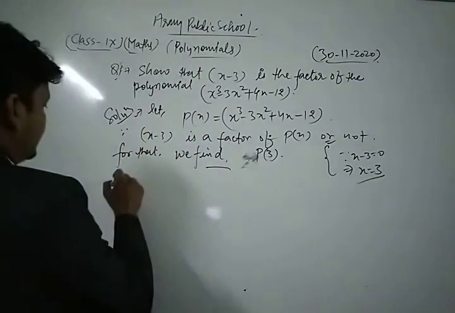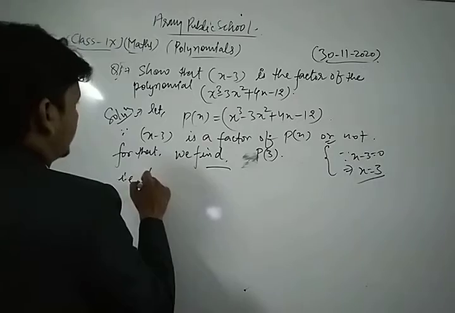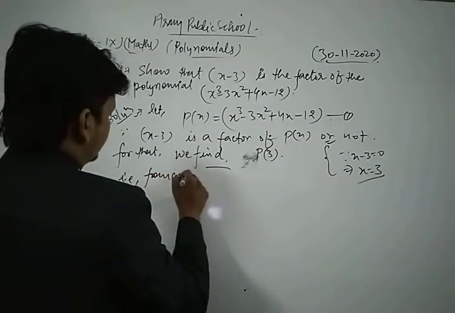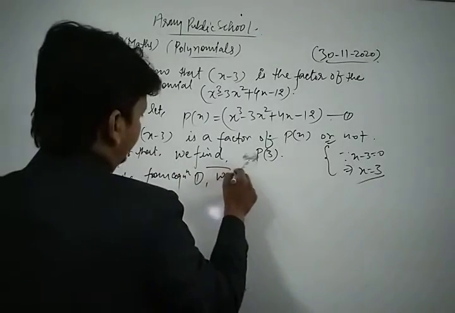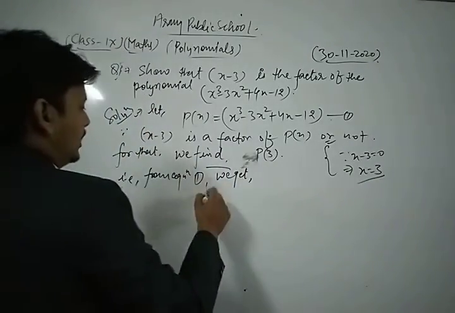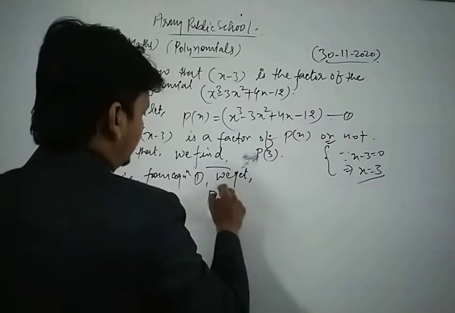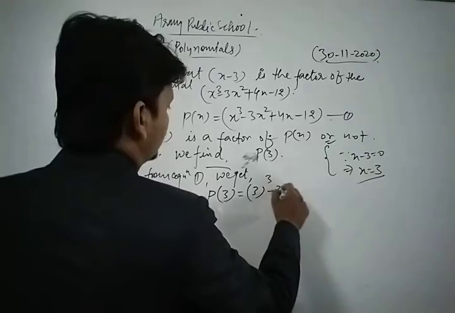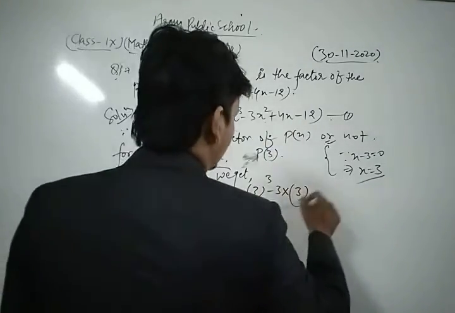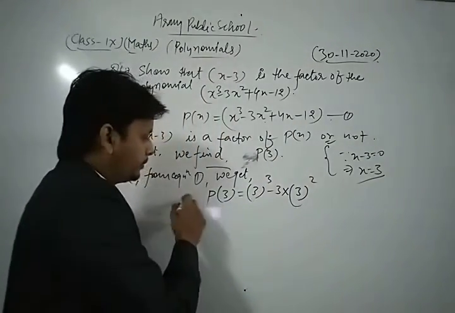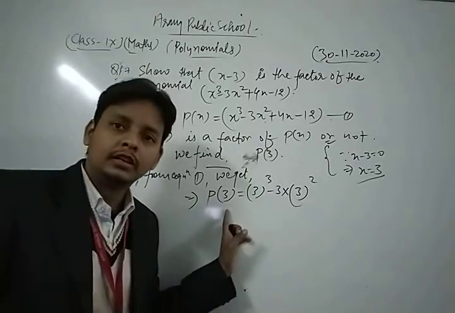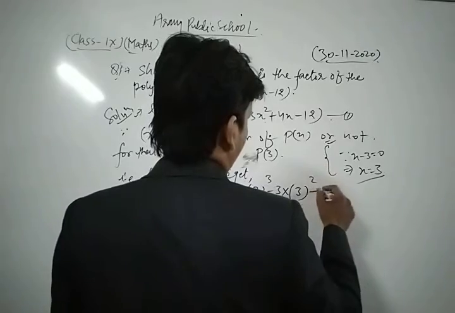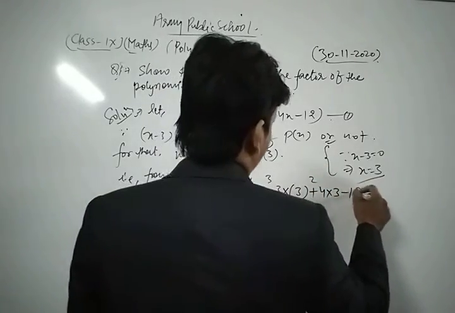Let's take this as equation number 1. From equation 1 we get P of 3 equal to 3 cube minus 3 into 3 square plus 4 into 3 minus 12, where we just replace x by 3.